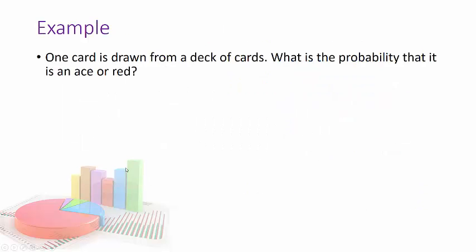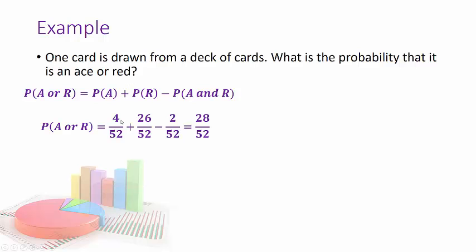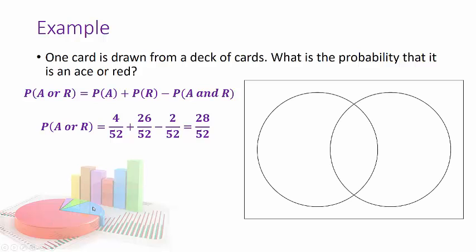So here's another example. One card is drawn from a deck of cards. What is the probability that it's an ace or a red? So we'll do this strictly from the formula, and then we'll look at a Venn diagram. So I want probability of an ace plus probability of a red minus the overlap. Well, the probability of an ace is 4 out of 52. There are 26 out of 52 red cards, and I subtract the 2 out of 52 aces, which gives me 28 over 52.